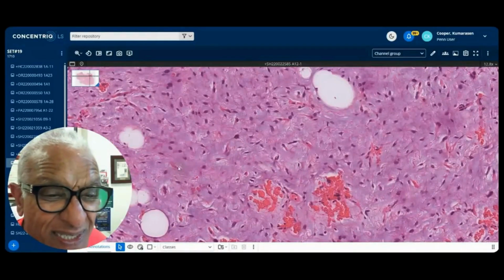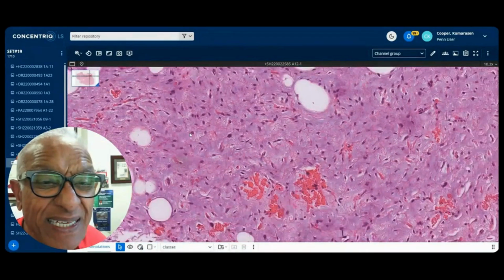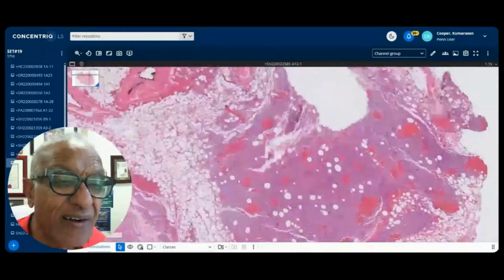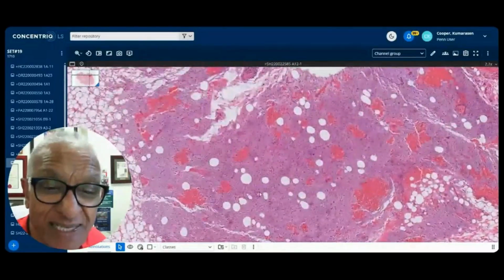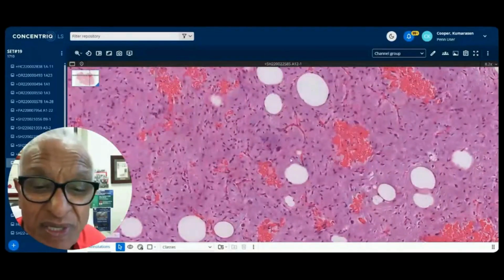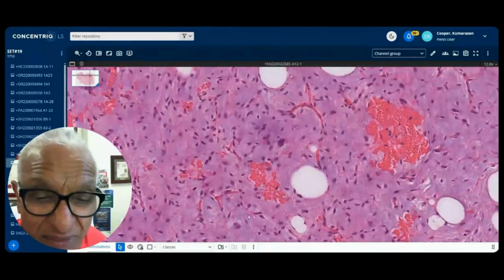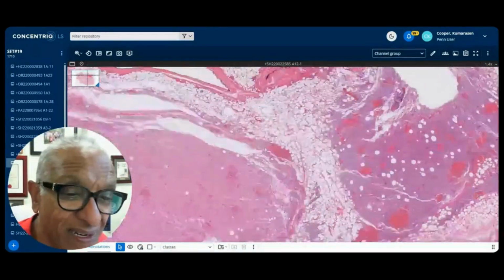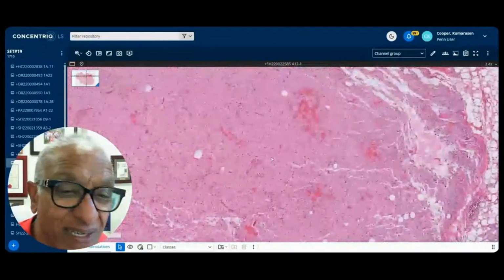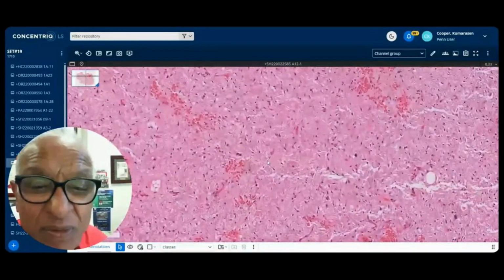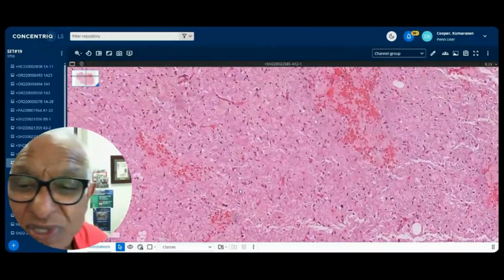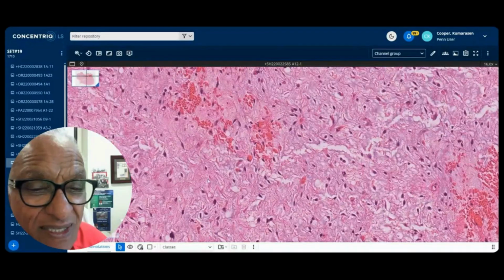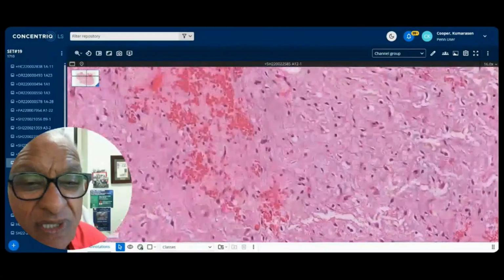Some of these spindle cells, some looking a little stellate, bloody background. And of course, you can see the fat cells there as well. A little bit of atypia here. Okay. Here's more of the same thing here. A little more sclerosing and fibrosis here, but still some myxoid matrix. But you can see these fibrils of collagen in between.